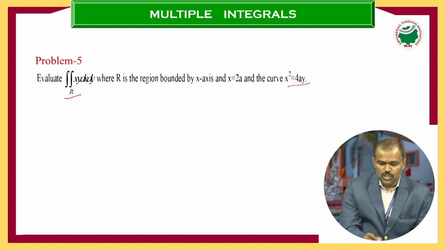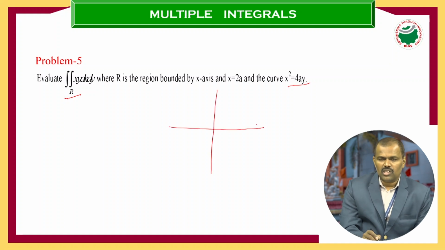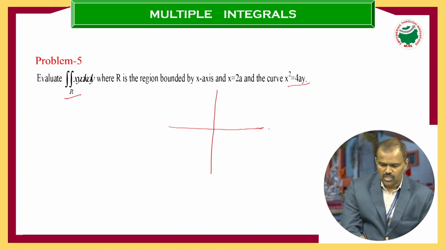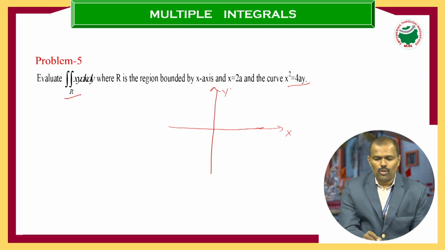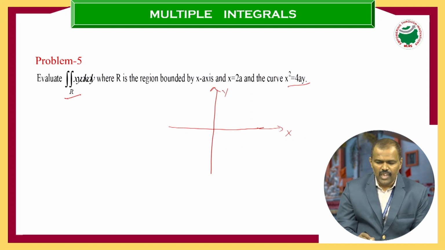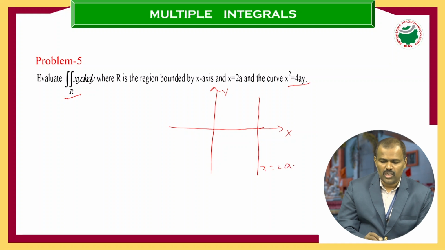So here the region is bounded by the x-axis. Now I'm drawing the x-axis and y-axis. This is the x-axis, this is the y-axis. It is bounded by the x-axis and x equals 2a. x equals 2a is a line parallel to the y-axis. This is the line x equals 2a.